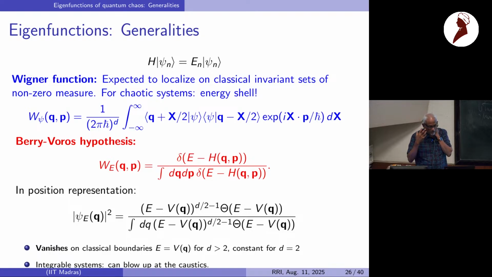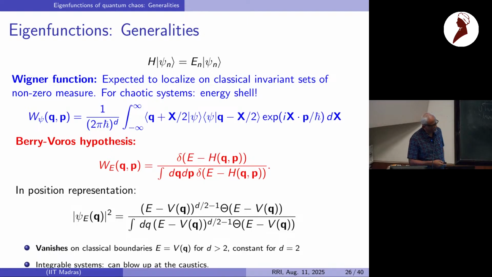However, there are no invariant sets. Suppose you take a fully chaotic system, for example, a double pendulum. There is nothing conserved except energy, and therefore there are no classically invariant sets of finite measure except the energy shell itself. And therefore it was argued that for chaotic systems, eigenfunctions must just, like 1D harmonic oscillators, be on the energy shell alone.